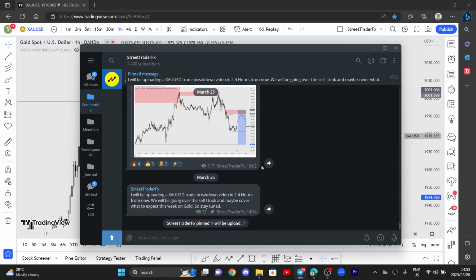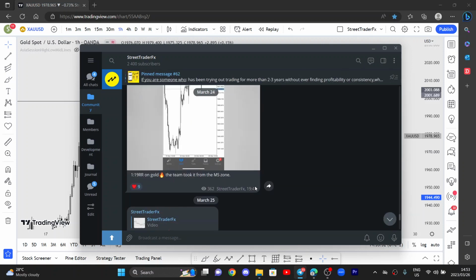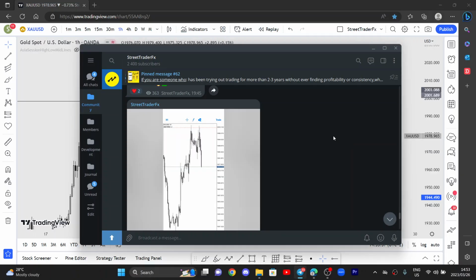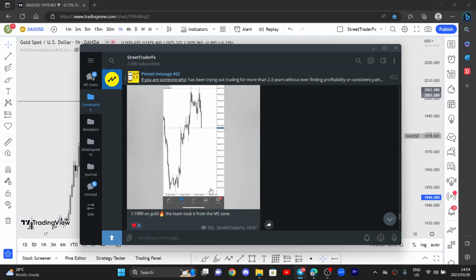So yeah, this is the gold trade which I took. There's the sell right here. So it's currently running beautifully. We're just waiting for next week to take our re-entries, and hopefully see price pushing lower. So I will update you guys in the group.